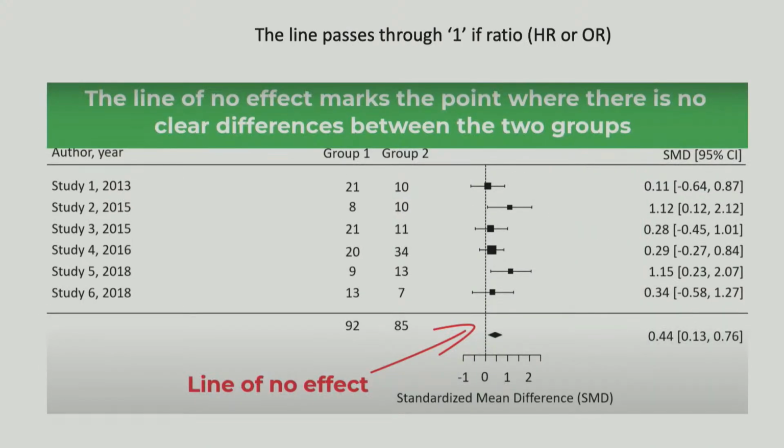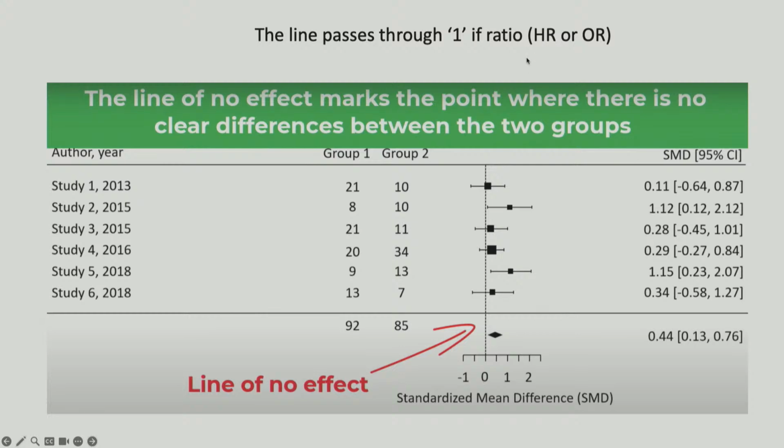Now again, just to recapitulate whatever I spoke in the beginning, this is the line of no effect. This line of no effect passes through 0 if it is a continuous observation. For example, you are observing weight between two different groups. Weight is a continuous value, and it's represented as weight plus minus standard deviation. For example, 10 kg plus minus 2 kg. So this line is going to pass through 0, because then you have an absolute 0 value.